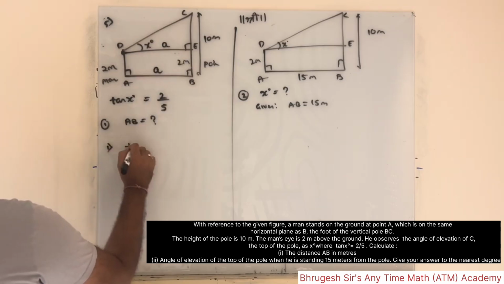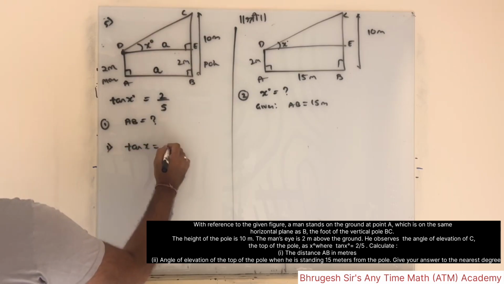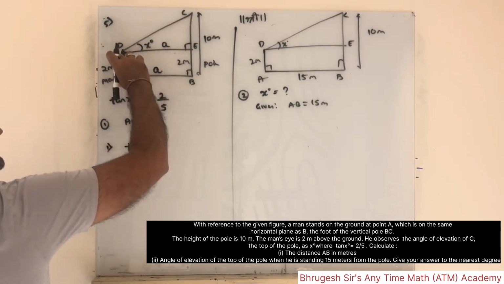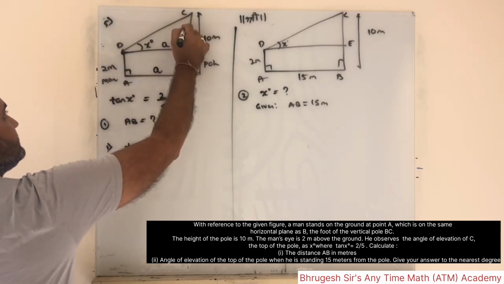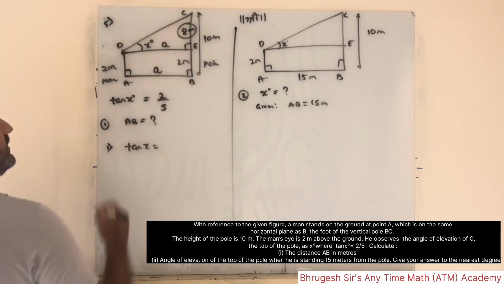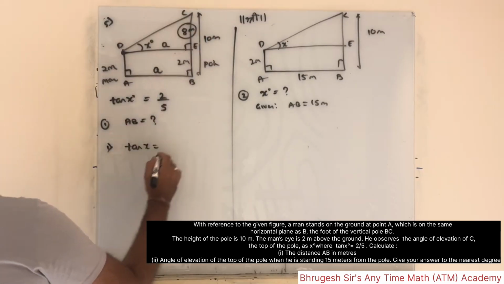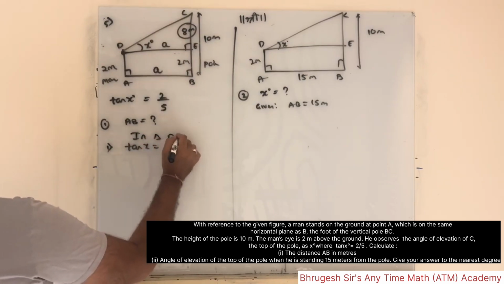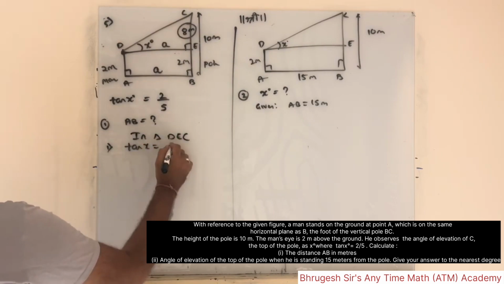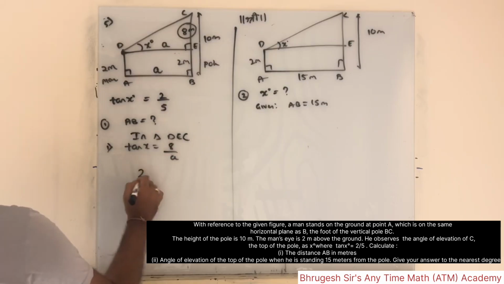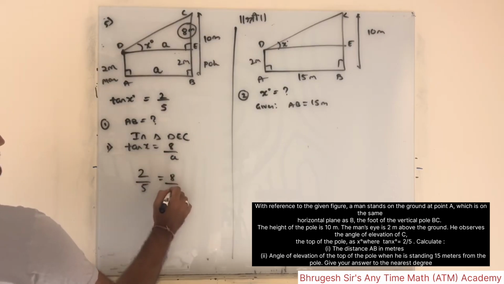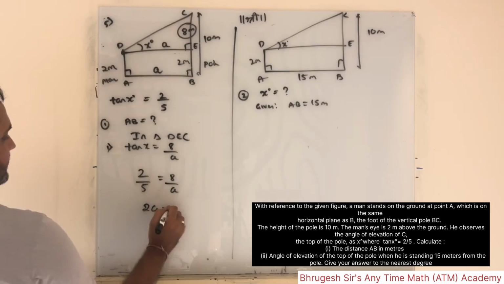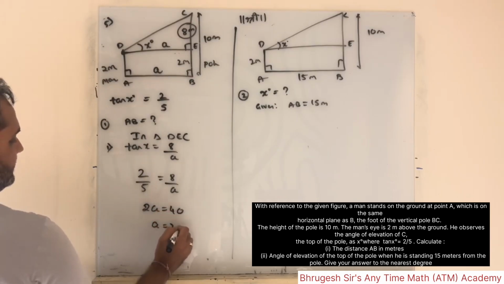So we know tan of x is opposite over adjacent. Look, this is 2, so this will also be 2, so how much remaining? 8 meters. Will you agree? So in triangle DEC, tan of x is 8 upon a, given 2 by 5. So 2a is 40, a is 20.